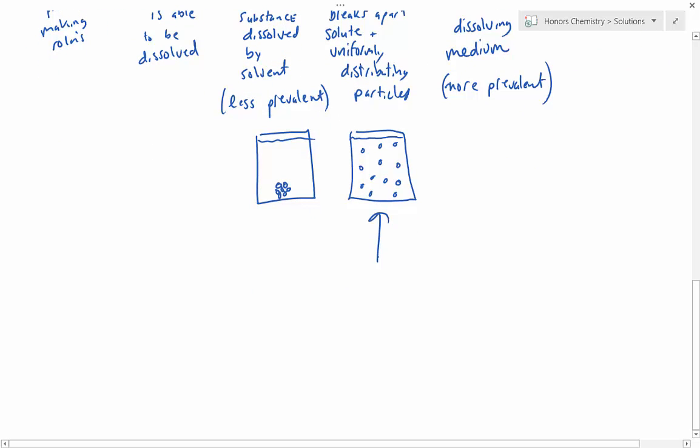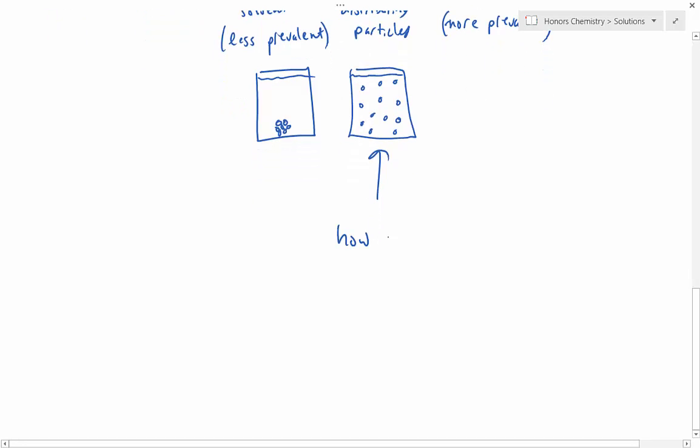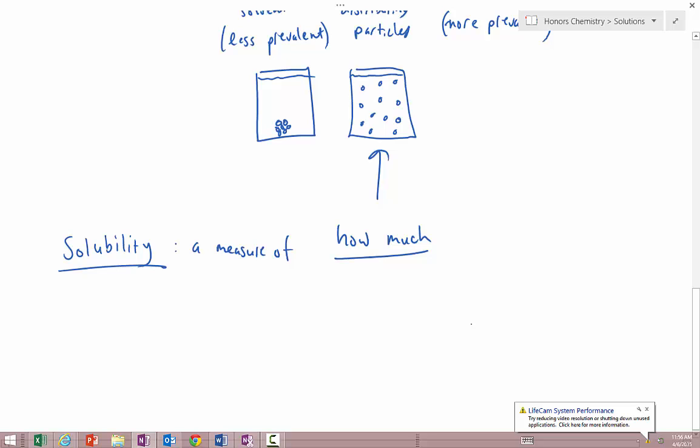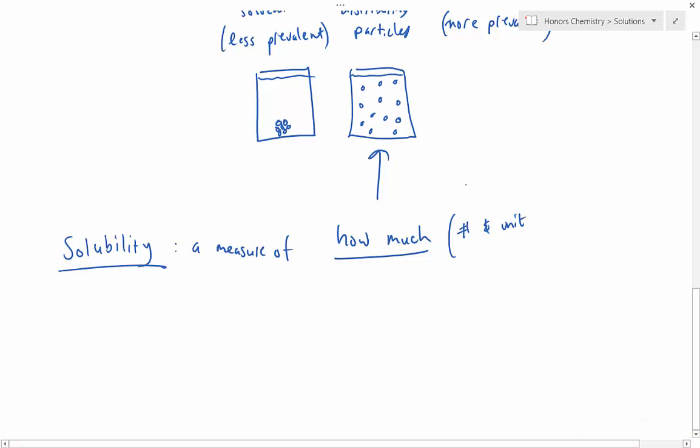Okay, so when I look at a solution, the next thing I want to talk about is we're going to take some measurements here. So I can quantify how much solute dissolves, and we call that solubility. Okay, solubility is a measure of how much, and when I say how much, I mean we're talking about a number and unit. Some examples that we're going to talk about are molarity or molality. Molarity and molality are two different ways that we can quantify the amount of solute that is dissolved in a solvent.